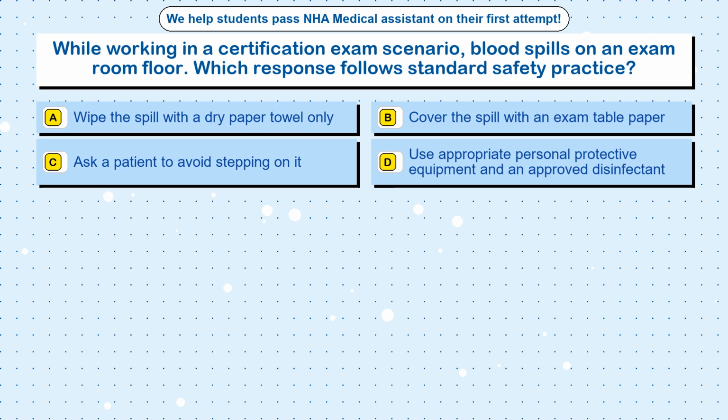Question 34. Which technique is best when counting respirations for a patient taking several medications in this certification review scenario? Option A.